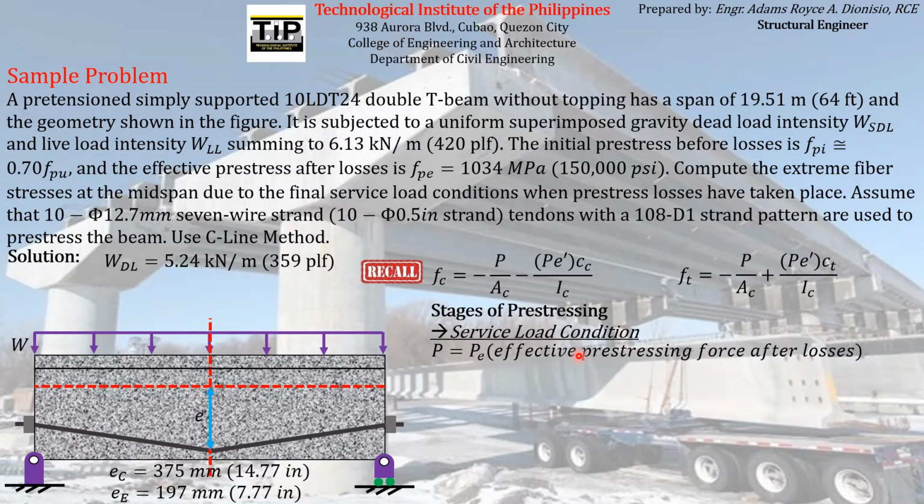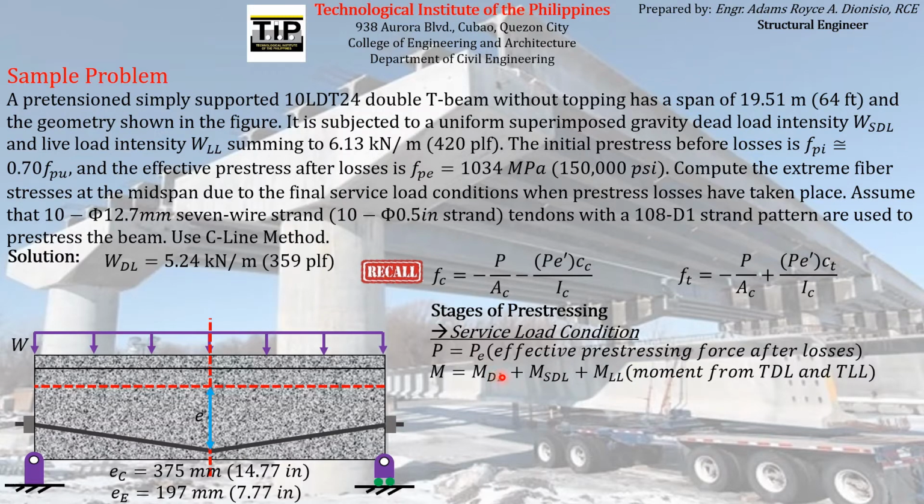which is the result of the reduction of the initial pre-stressing force due to the losses. So again, in the next chapter, we will study more about the reasons why the pre-stress losses occur on the pre-stressing reinforcement. And additionally, we know for a fact that on the service load condition, the moment being carried by the concrete element is the total moment due to the dead load or the self weight itself, the superimposed dead load, and the live load.